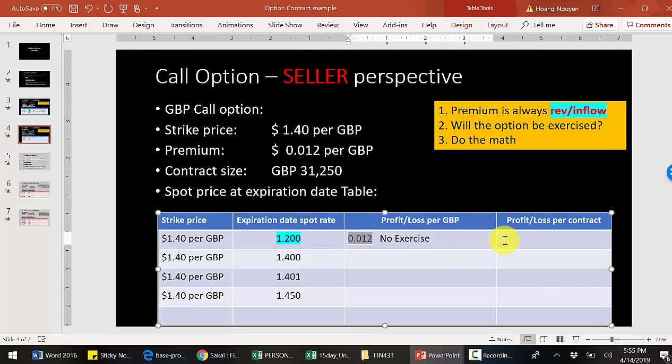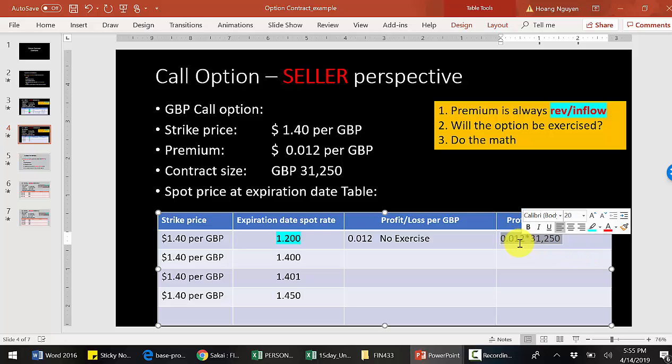Thus, the total profit per contract will be the premium times the size of the contract, which is 31,250. That's a good deal, right? So the total here, the total profit.